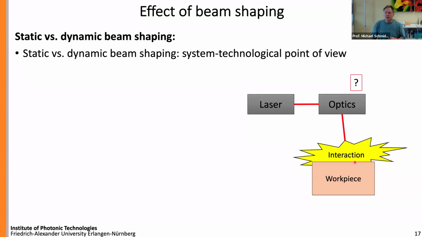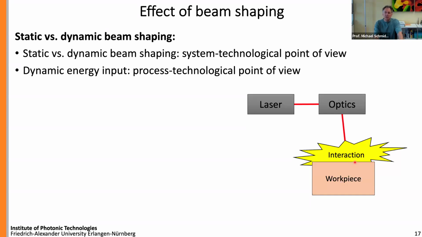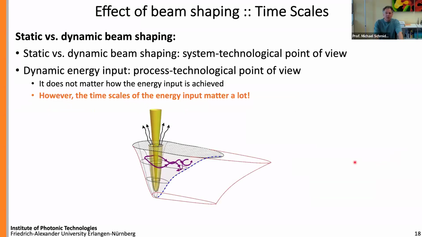because what we should look at is a volume element on the workpiece and what this experiences, whether it experiences some static thing or some dynamic thing. So we should rather look at the dynamic energy input, which resembles a process technological point of view. So let's call it the spatial-temporal energy input that we want to look at. And this is important. And what I've shown also in the examples before is that the time scales of our process seem to matter a lot.